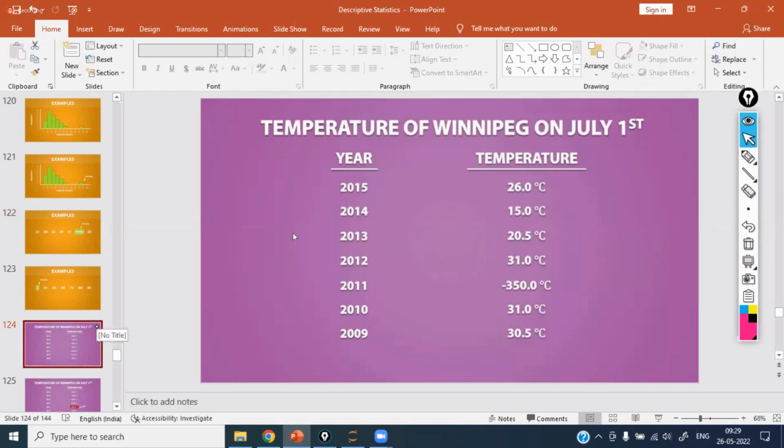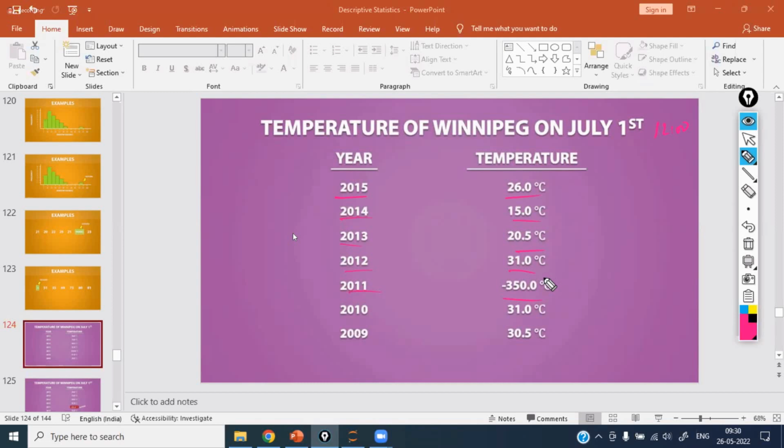Let us go with the temperature of one place in the UK, where they collected the data on July 1st for the years 2015, 2014, 2013, 2012, 11, 10 and 9, exactly at 12 o'clock every year. In 2015, it is 26 degrees. In 2014, 15 degrees. In 2013, 20 degrees. In 2012, 31 degrees. In 2011, minus 350 degrees.